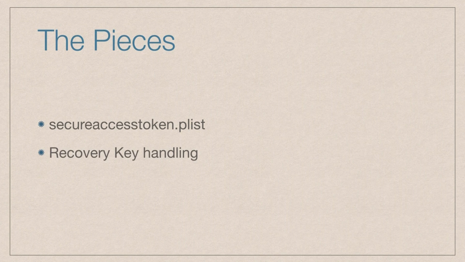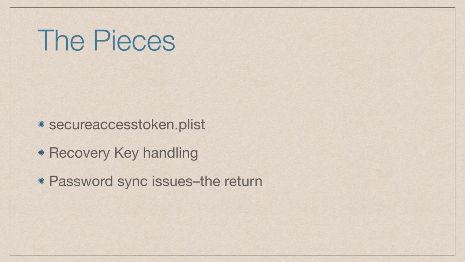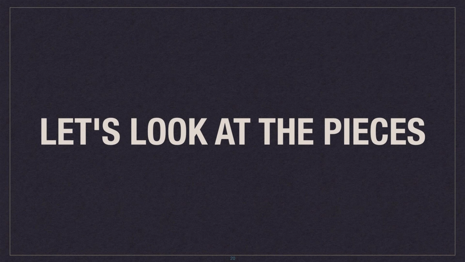So let's look at the pieces, specifically pieces that Apple's kind of left out of their documentation. First, the secure access token.plist. How many of you have seen this, played with it, used it? Anybody? Show of hands. Okay, got one person. Fantastic. Second, recovery key handling. So this returns. And third, password sync. Again, all of us probably remember the good old days of HFS and having to always remove and re-add users because the password won't sync when you had AD accounts. So let's take a look at these pieces.